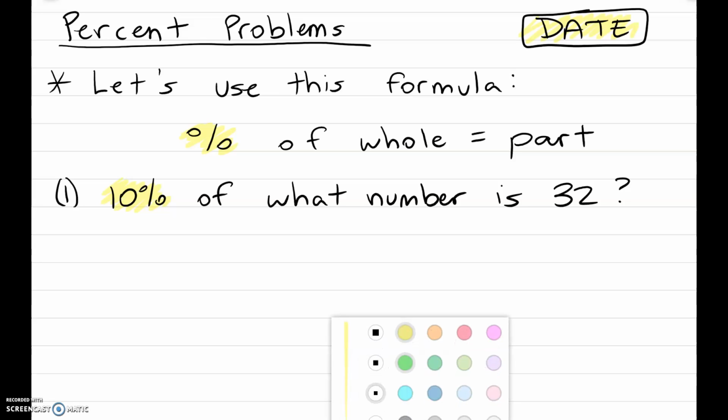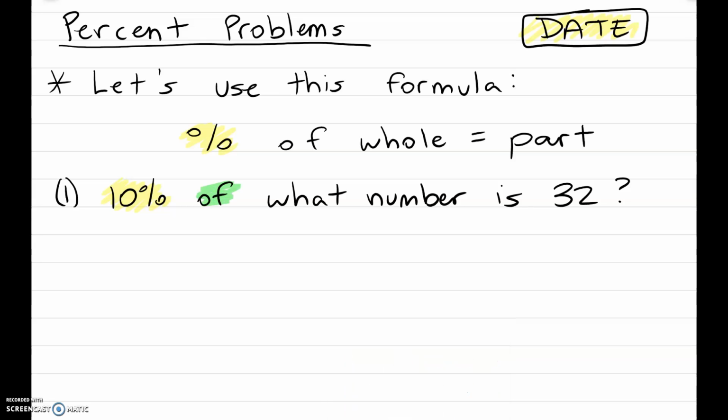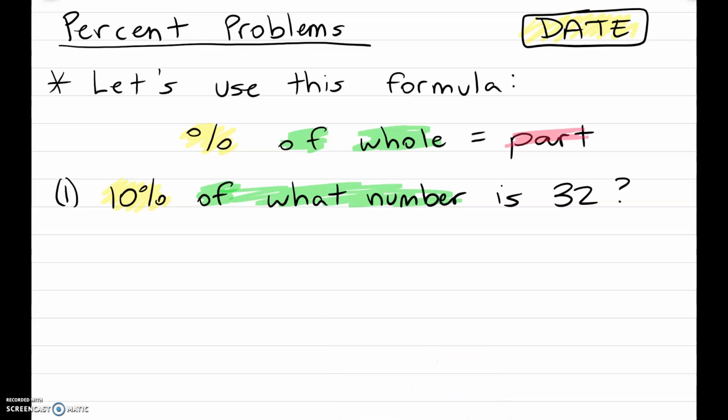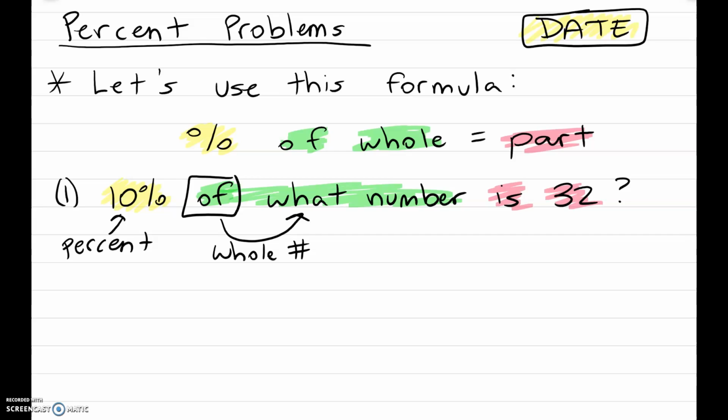Another one to look for is the word of. Of generally says that you're coming with the whole number. So of a whole number, so of what number? So here this is my whole number, of what number? And then for part, that generally goes with the word is. So this one's telling us that the part is 32. So we have our percent. The word of tells you the whole number. And the word is tells you what the part is.